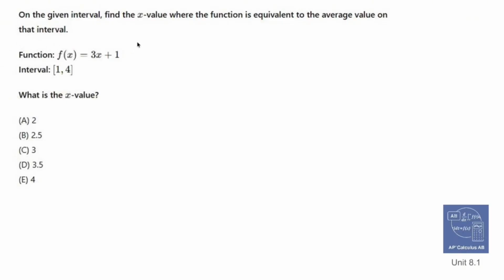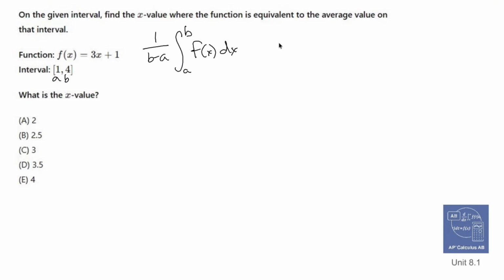On the given interval, find the x value where the function is equivalent to the average value on that interval. So we have a function, we have the interval. So let's come up with our average value function before we can even consider that. The average value function is 1 over b minus a, where you would be my a, you would be my b. Limits are a and b of f of x dx. Okay, so that's the formula that we use.